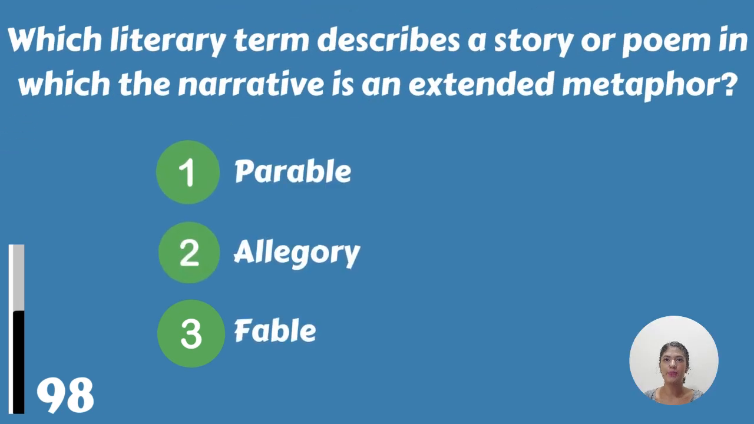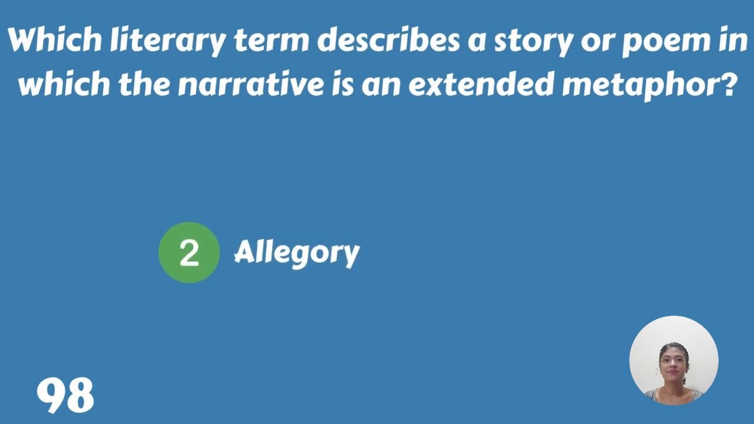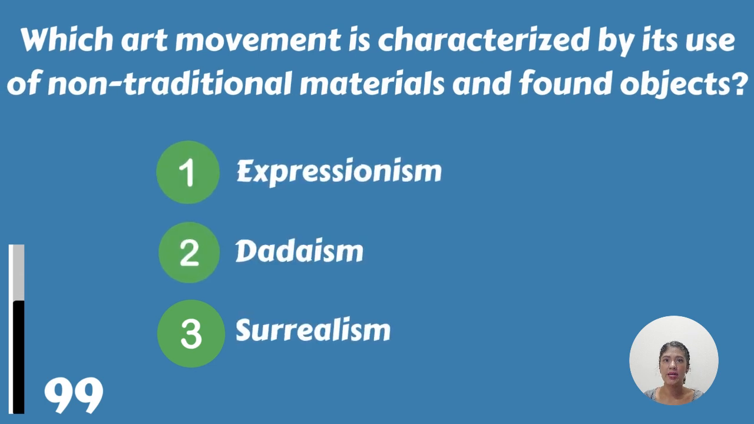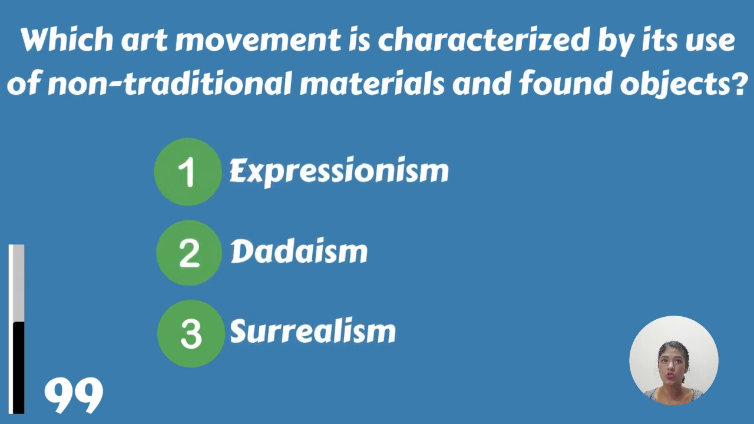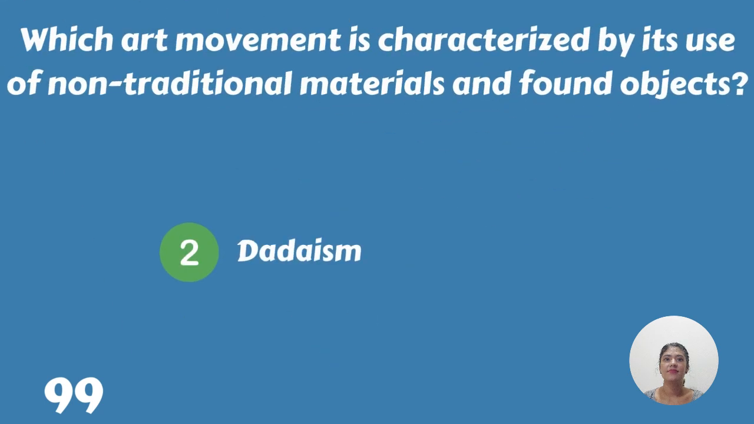Which literary term describes a story or poem in which the narrative is an extended metaphor? Parable, allegory, fable. Allegory. Which art movement is characterized by its use of non-traditional materials and found objects? Expressionism, Dadaism, Surrealism. Dadaism.